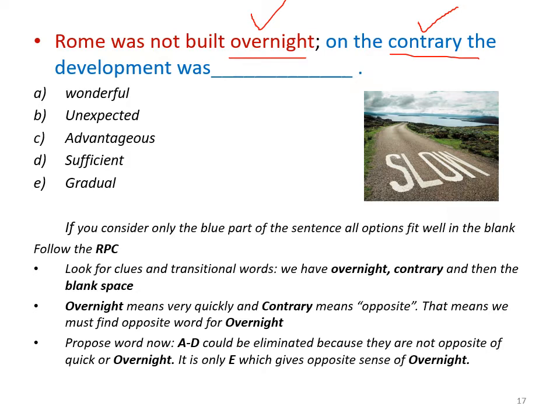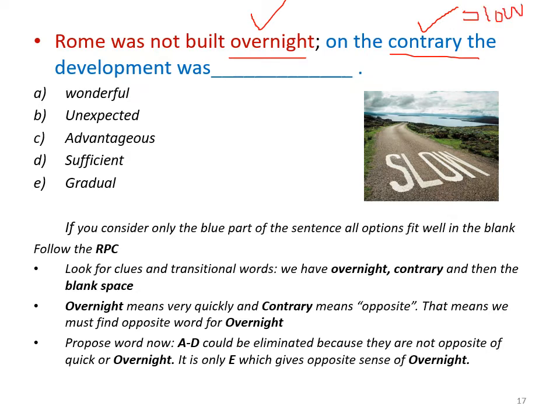Okay, now we have fast, not fast, quick or slow. So we have to find some word that is a synonym to slow. Overnight means very quickly, and contrary means opposite. Obviously, this is what I explained. Propose a word now. So how did we propose? So quick and slow. So we propose slow.